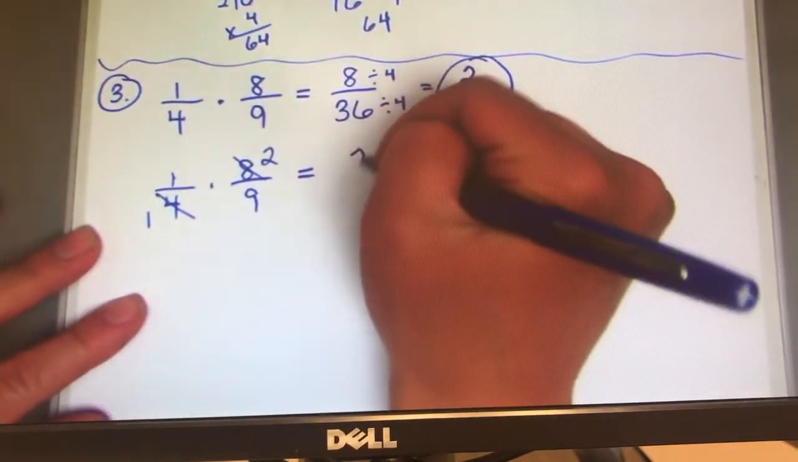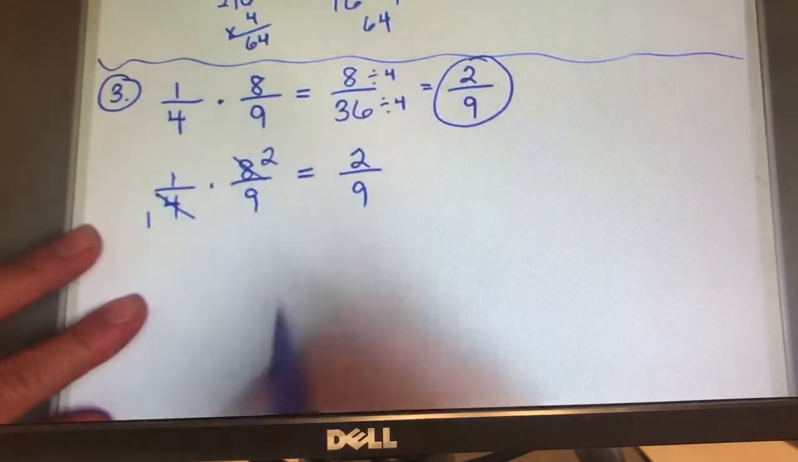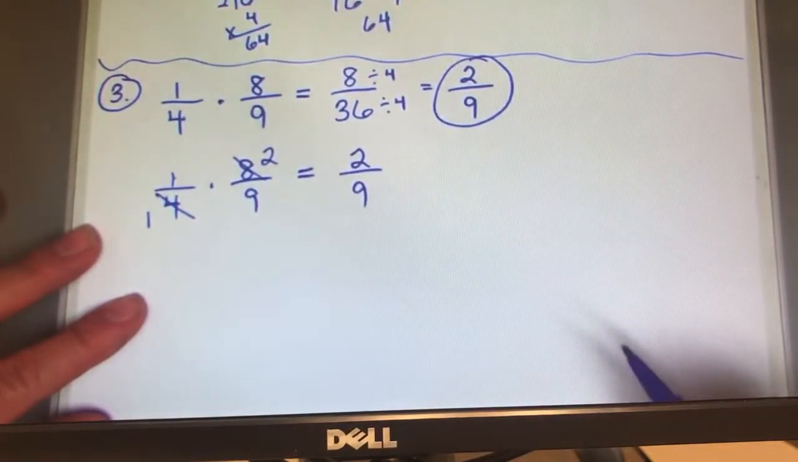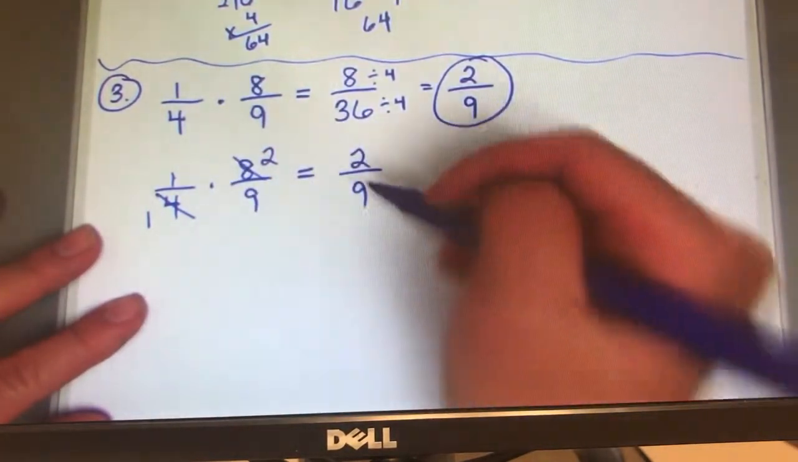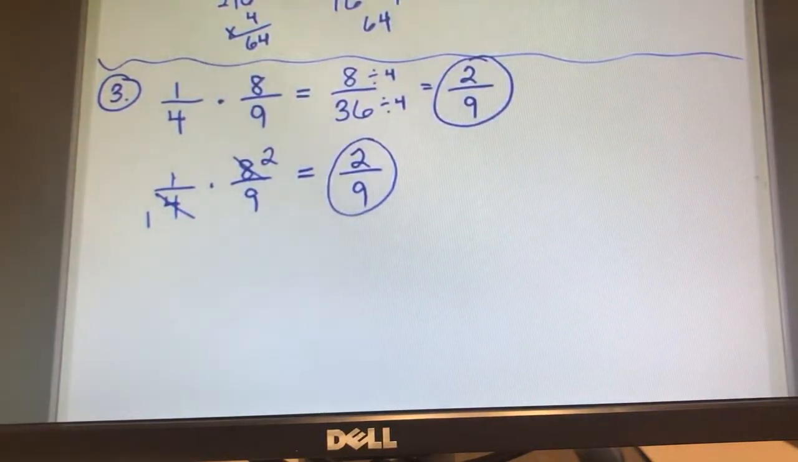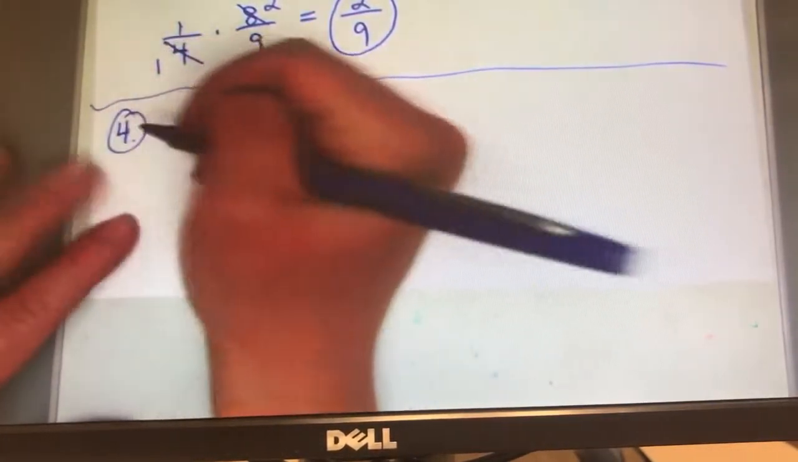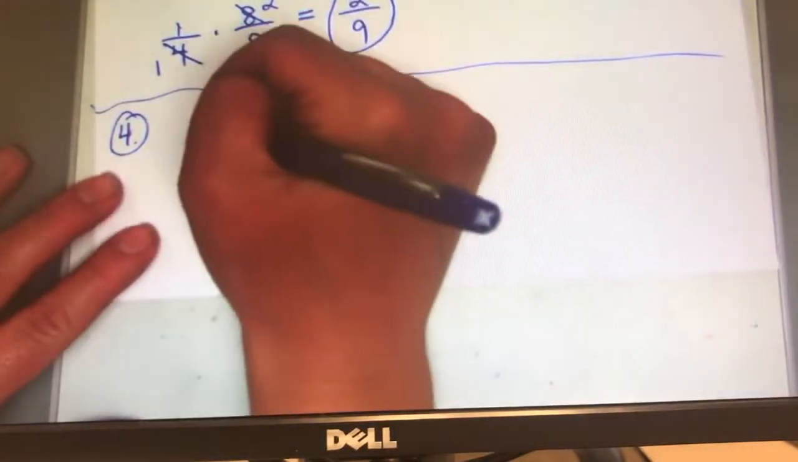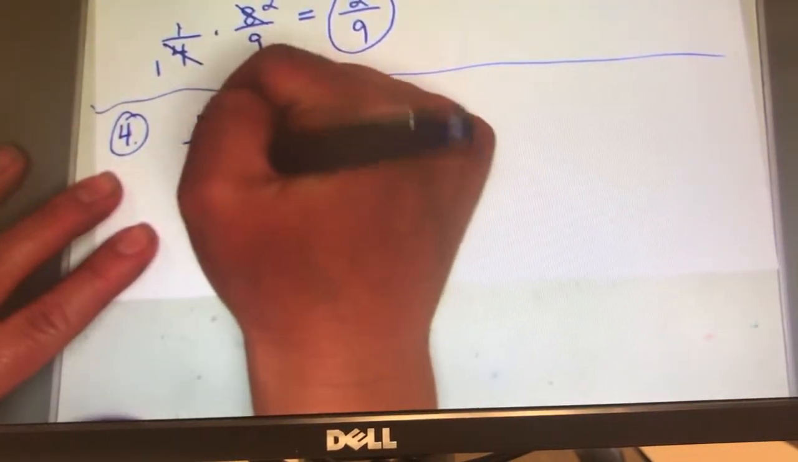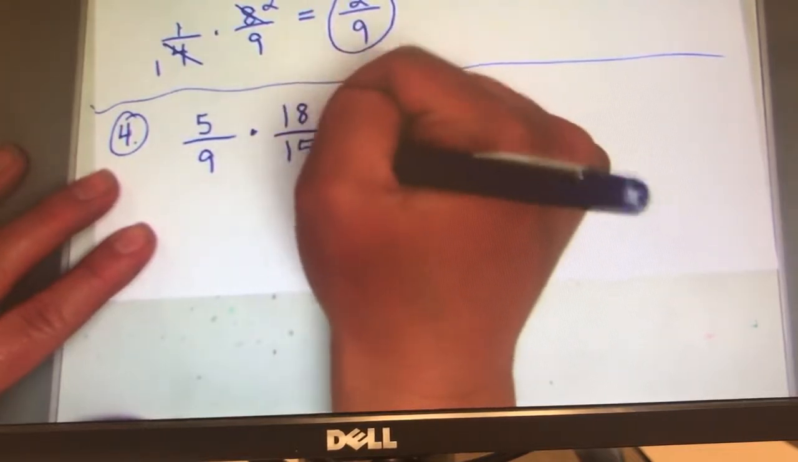1 times 2 is 2. 1 times 9 is 9. Okay, did I still get 2/9? Yes. Now which method you prefer is totally up to you, because no matter what you do, you'll get the same answer. But like I said, you'll see on number 4 where the second method can be beneficial. So number 4, if we have 5/9 times 18/15.